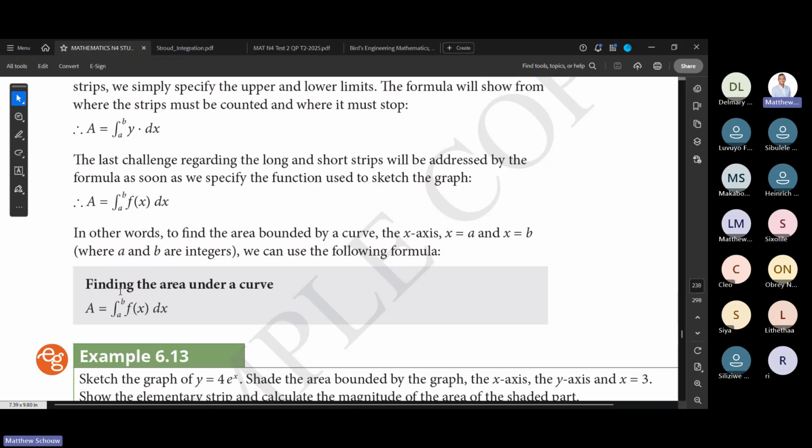A equals the integral from B to A, the upper limit to the lower limit, of f of x. That would be any function possible, times dx. Any function possible, meaning a straight line, an exponential, a logarithmic function, sine, cos, a trig function, a polynomial, a quadratic. You get the idea, right?